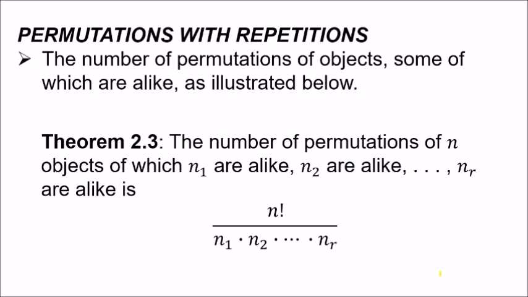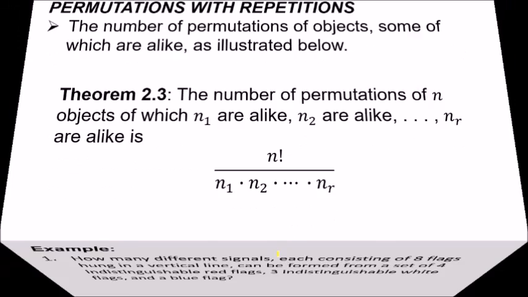This time, let's go to the permutations with repetitions. The number of permutations of objects, some of which are alike, as illustrated below in this Theorem 2.3. The number of permutations of n objects of which n sub 1 are alike, n sub 2 are alike, and up to n sub r are alike, compute the permutation: n factorial all over n sub 1 times n sub 2 times n sub 3 and so on up to n sub r.